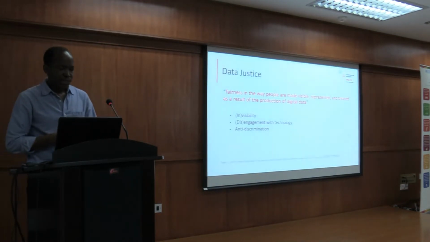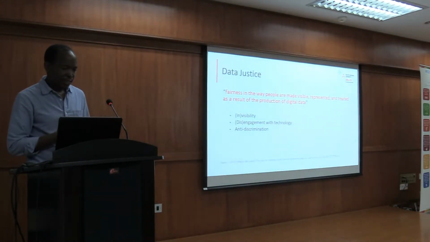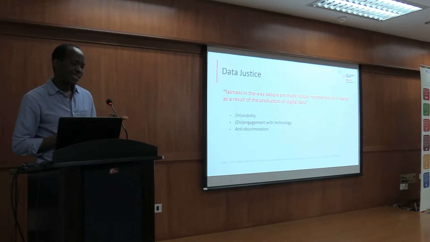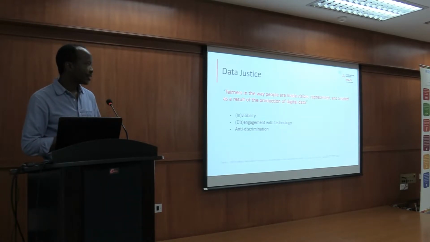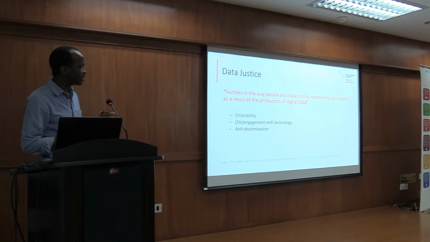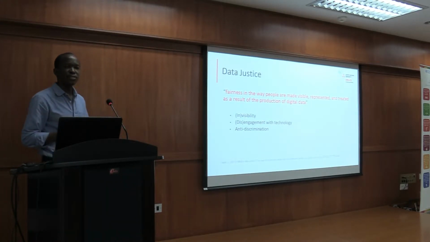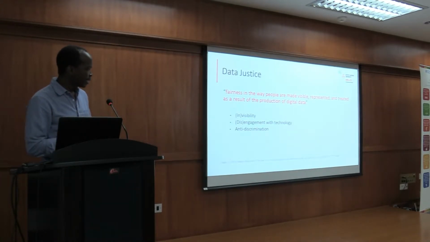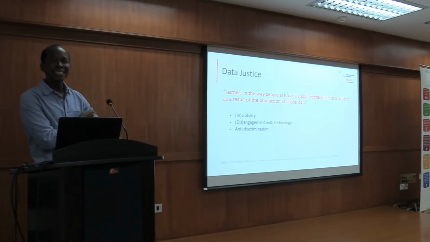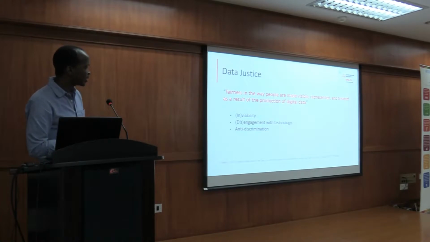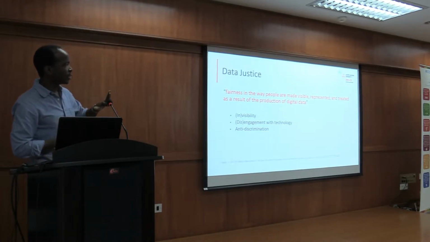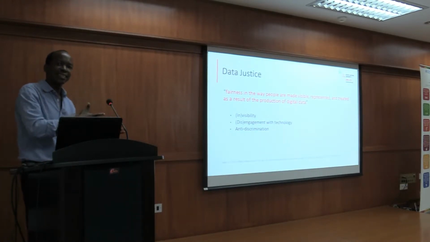Two other principles and underlying ideas that we employ in our work is the issue of data justice. There's been a lot of literature highlighted about data justice. It's about the fairness in the way people are made visible, represented, and treated as a result of digital data. This definition came from Lynette Taylor from 2017, and she talks about three key ways that are important when we think about data and individuals.